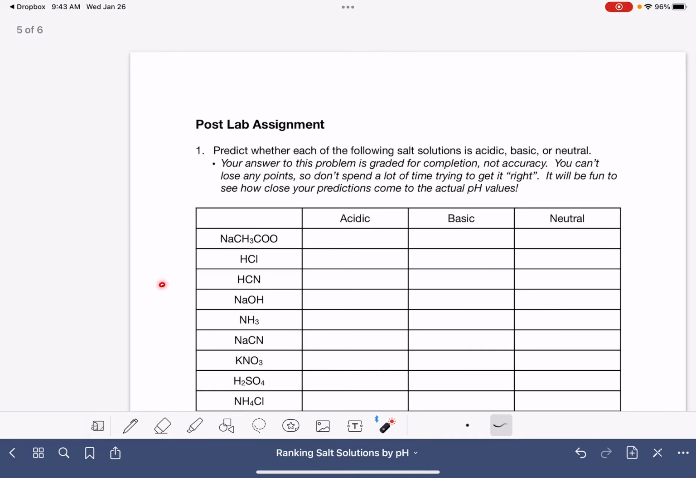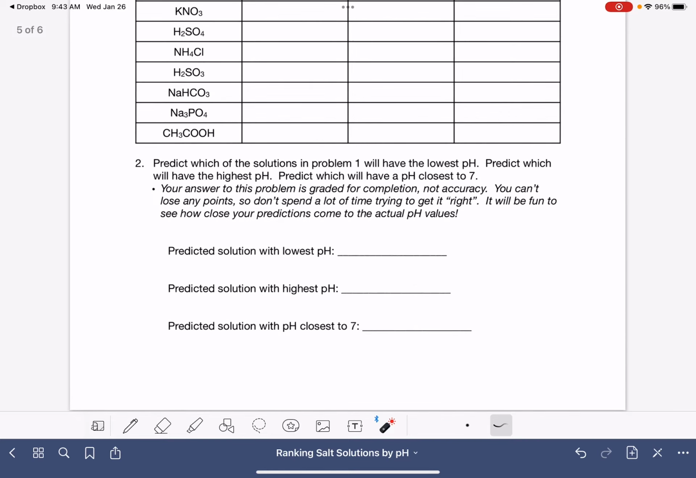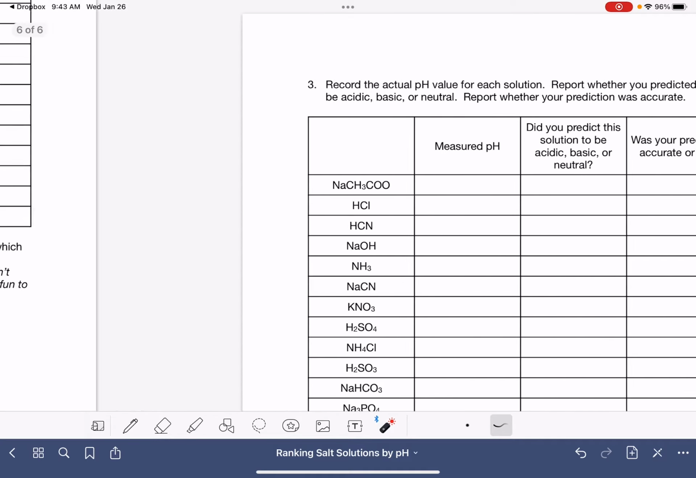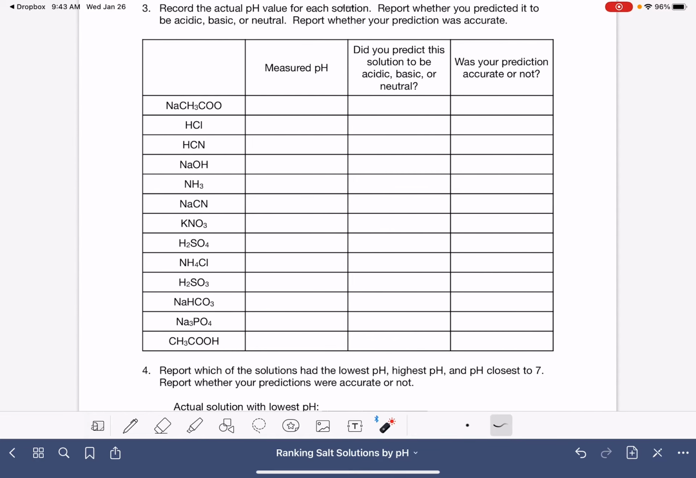And again, this is just you making guesses about what your data might look like. Then you're going to actually do the experiment. For each one of these solutions, you'll be recording the pH that you obtain from the experiment. And then you'll be answering this question: did you predict it to be acidic or basic or neutral?